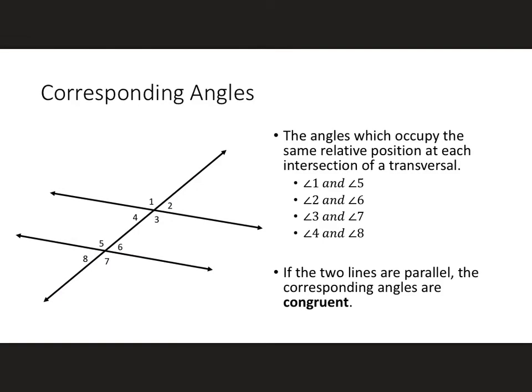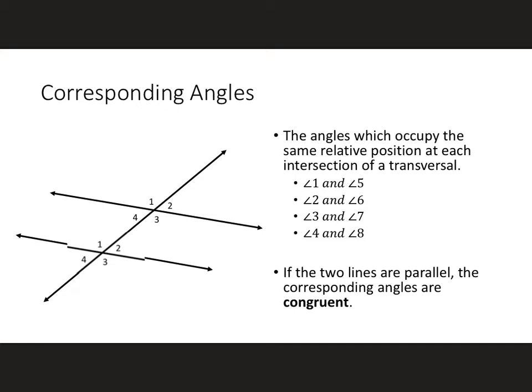The first relationship formed is corresponding angles. Corresponding angles occupy the same relative position at each intersection of the transversal. If we were to cut the intersection point out of one line and place it over the other line, the corresponding angles would appear on top of each other.